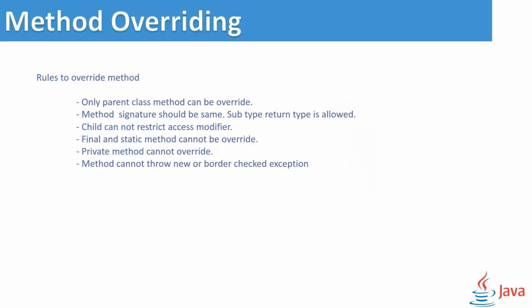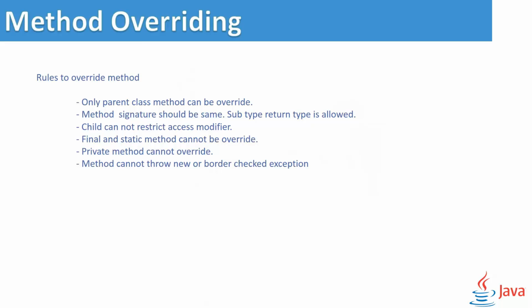The scope of the private method lies in the class only. Since it cannot be accessed in the child, it cannot be overridden. Next one is the overridden method cannot throw a new or broader checked exception at the time of overriding than the superclass or parent class method. I will explain this topic also in the live demo.